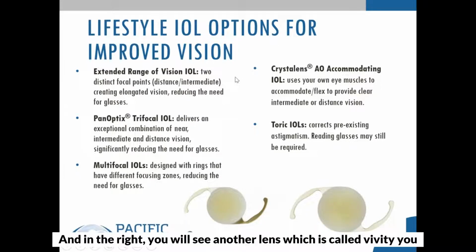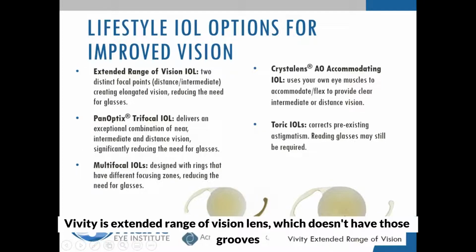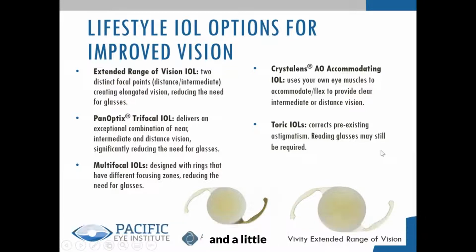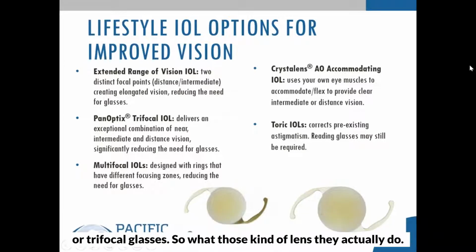And on the right, you will see another lens, which is called Vivity. There is a little difference between those lenses. Vivity is an extended range of vision lens, which doesn't have those grooves, but a little bit modified type of groove. They have a central surface and a little bit of peripheral surface. Not the same, but it's kind of a simulation of maybe bifocal or trifocal glasses. So what do those kinds of lenses actually do?